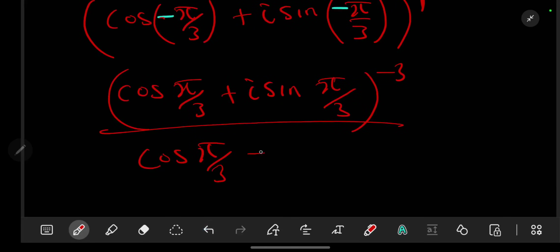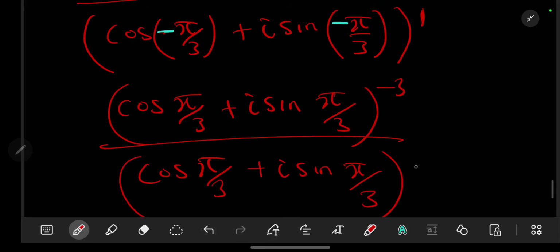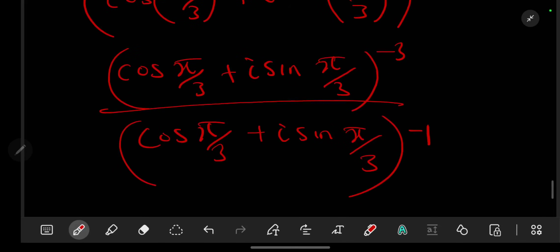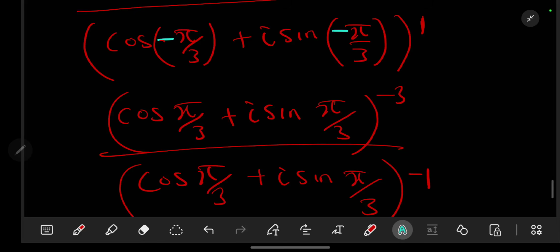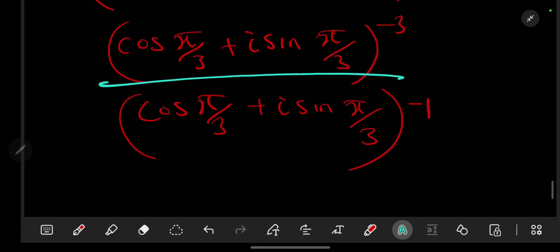minus or plus i sine of pi/3 to the power of -1 like that. So the bottom and the top are the same now. We are just going to pick one and subtract the powers. Since we are dividing, you subtract the powers.